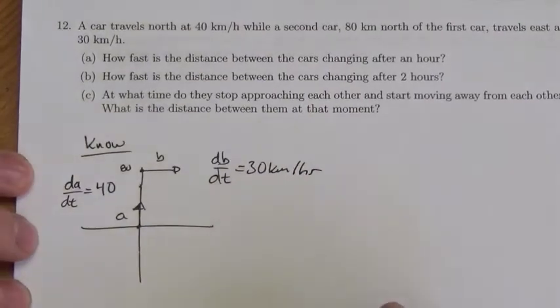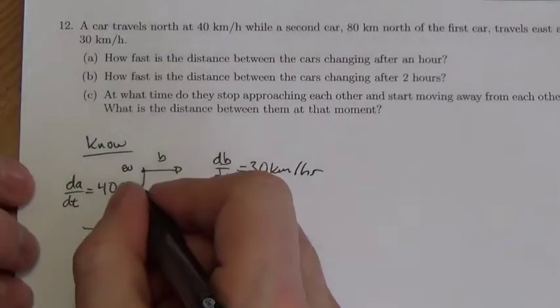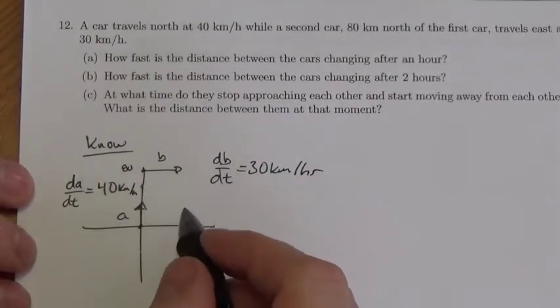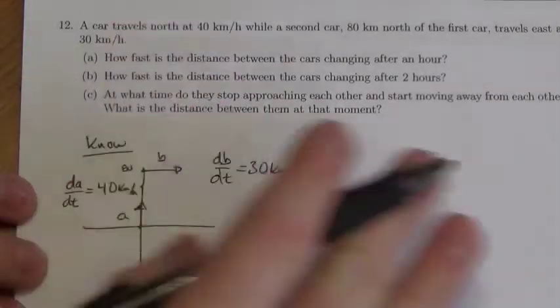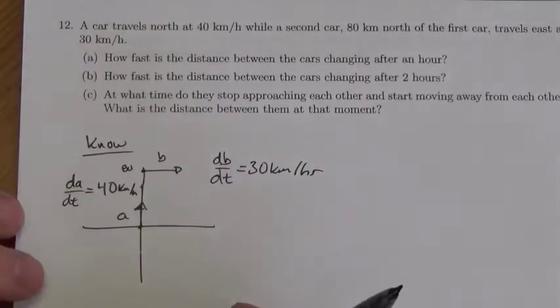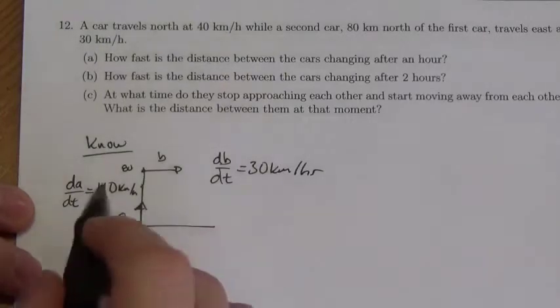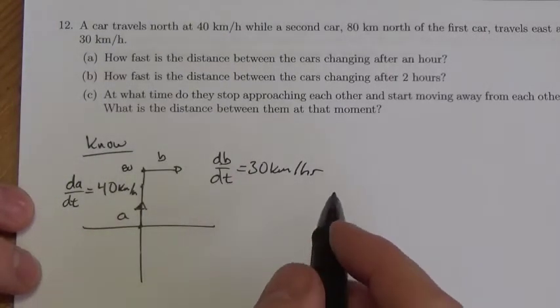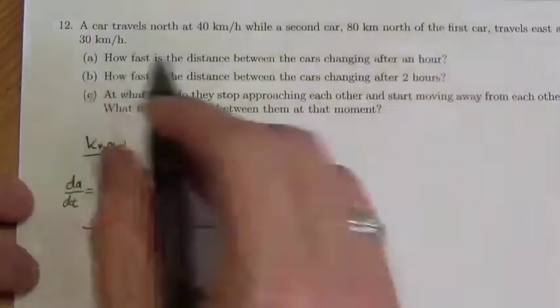There are two different ways I could have set up the signs here, but north and east are both naturally positive when you look at them compared to the coordinate plane. So it's easy to leave dA by dt as positive and dB by dt as positive. It travels east at 30 kilometers an hour.